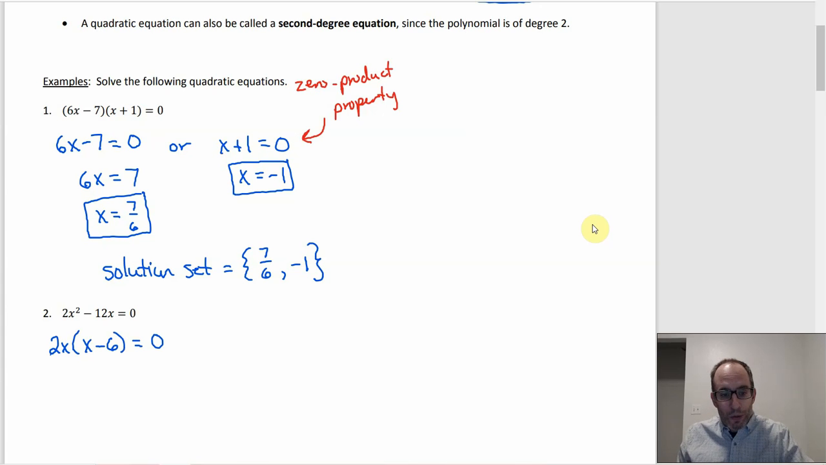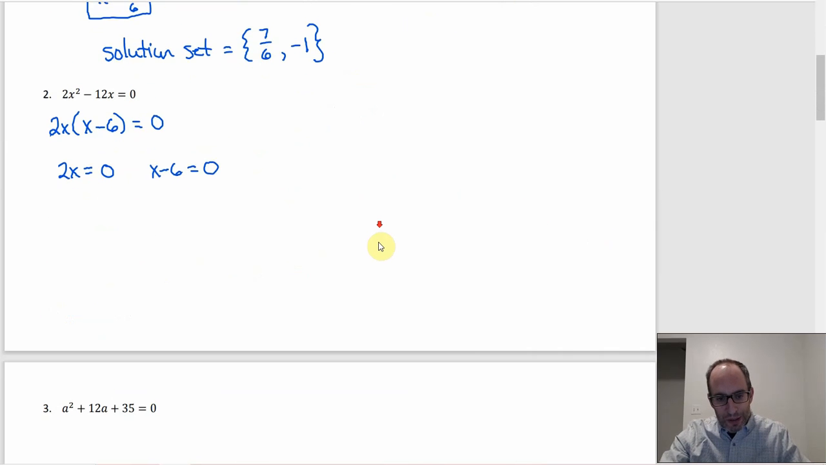And then we've got a product here. I mean, really, this is three things multiplied together, because it's 2 times x minus 6. So you could jump right to saying that x equals 0 or x minus 6 equals 0, because the 2 certainly is not going to be equal to 0. But I think maybe it's easier to see this time just if I write it this way, where either 2x is 0 or x minus 6 equals 0. And then we can just solve those.